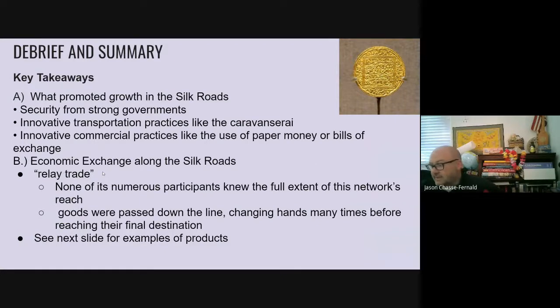The Silk Road: a couple of things to keep in mind. It is a relay trade. People aren't going all the way from one end to the other. Very few people would have known the full extent of the reach of the Silk Road. So goods are simply passed down lines, changing hands numerous times.